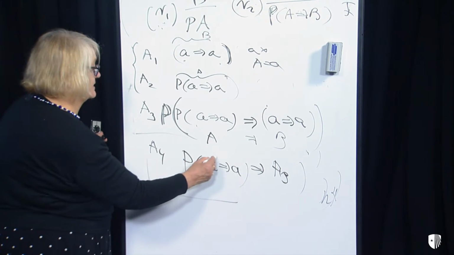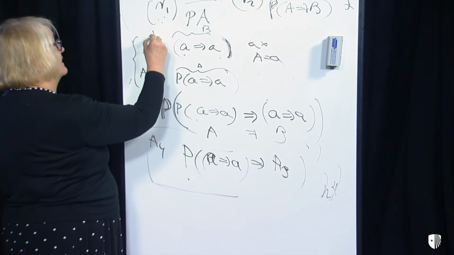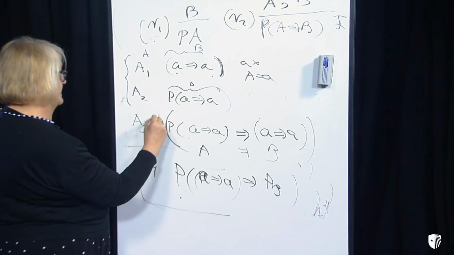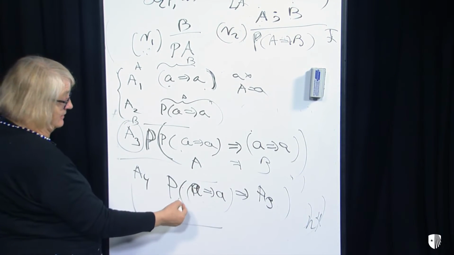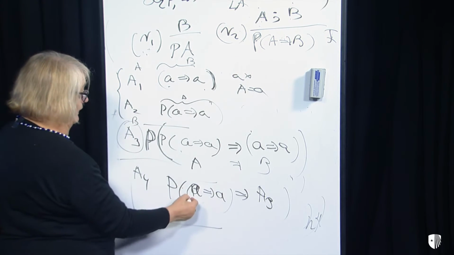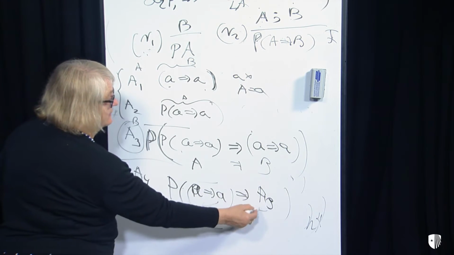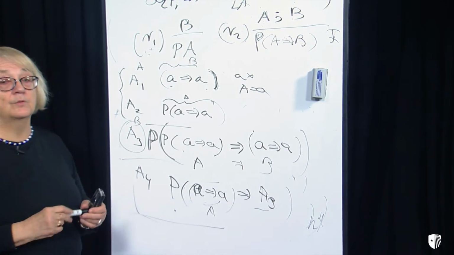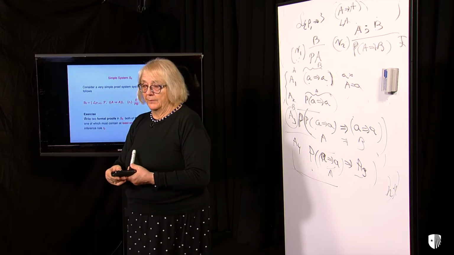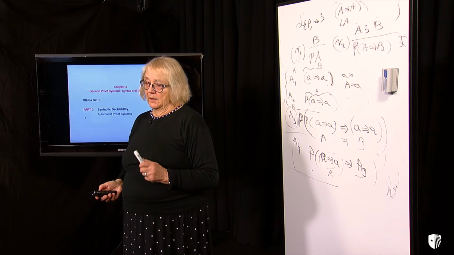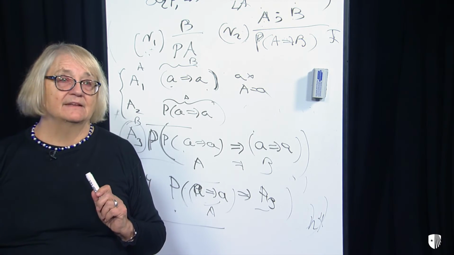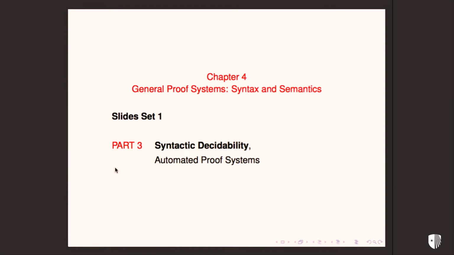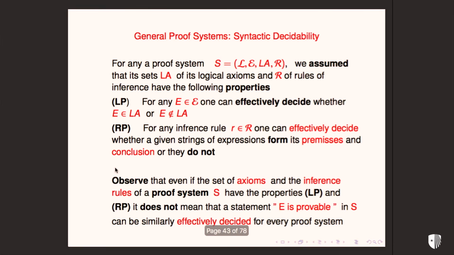Now I took this as A, and this whole thing, A3, as B, and I write P in front, A implies the B, which is the whole P. So the proofs get very complicated. Okay, the next important subject is syntactic decidability, because it's very important for automated theorem proving.